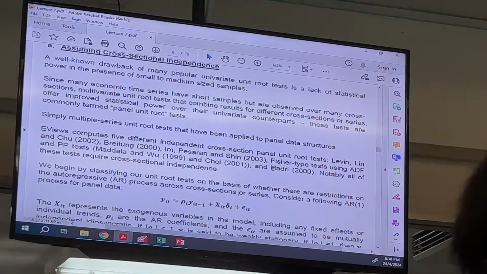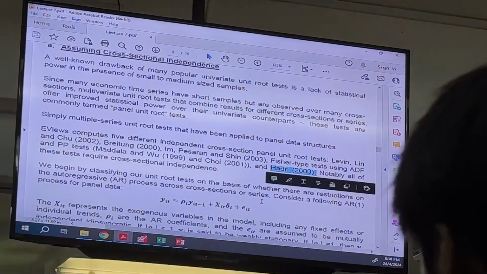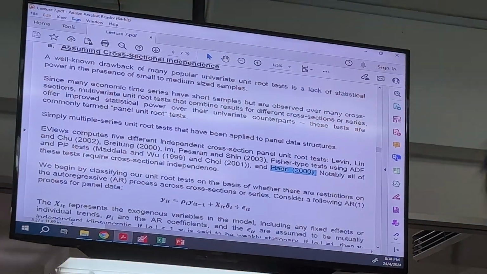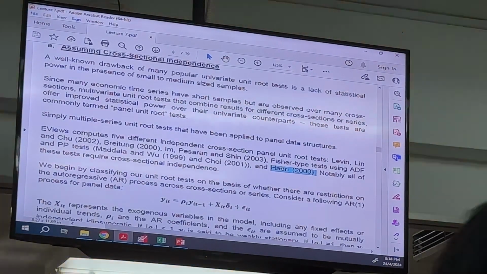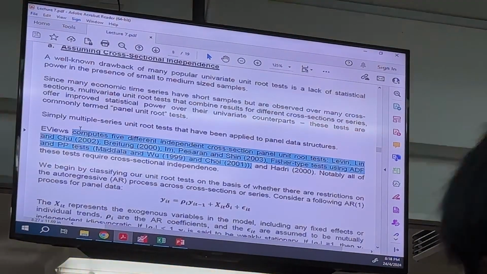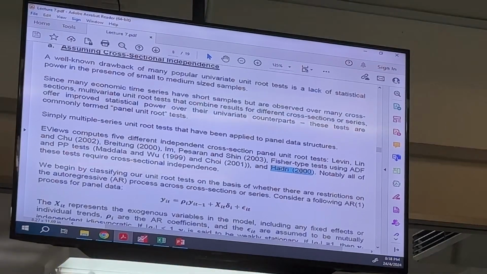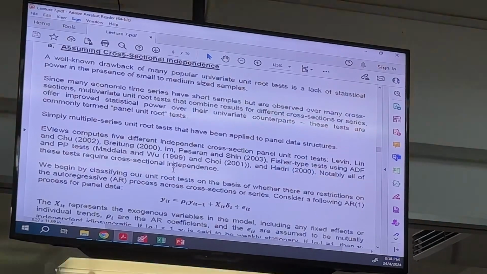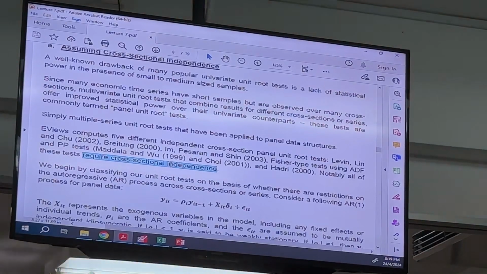We also have the panel stationarity test, which is Hadri 2000. Why is it different? This Hadri test is different compared to the others because Hadri 2000 has stationarity as the null hypothesis. The other tests have unit root as the null hypothesis, but for Hadri it is the other way around. So this is different compared to the other first generation unit root tests. But all the tests here require cross-sectional independence.